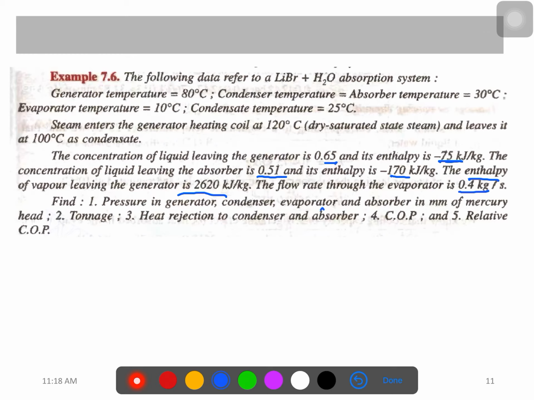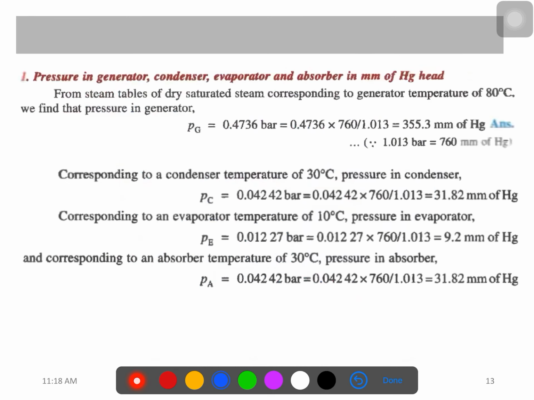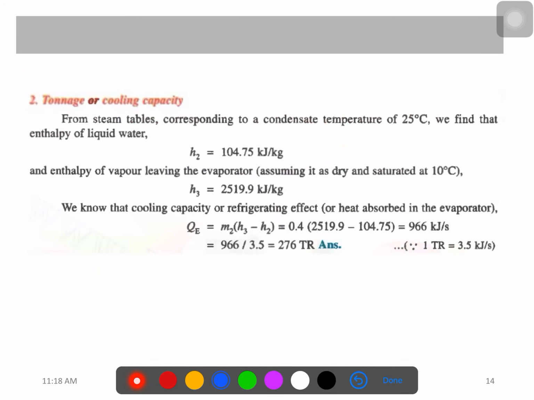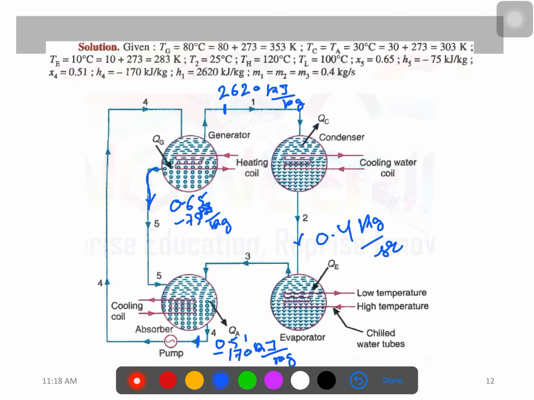The pressure in the generator, condenser, evaporator, absorber in mm of mercury. For all of them the temperature is given, not the pressure. So what is the refrigerant in this system? That is the water. Water is acting, or you can say steam, or whatever the state is there. Generally, if we talk about the evaporator, water will be in a saturated steam state. In the condenser, I'll say the state will be liquid only, saturated liquid. Here the state will be saturated steam.